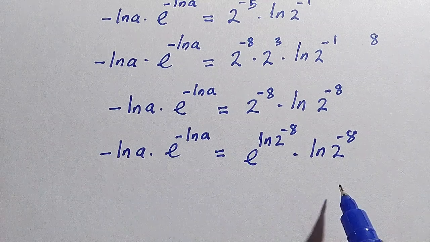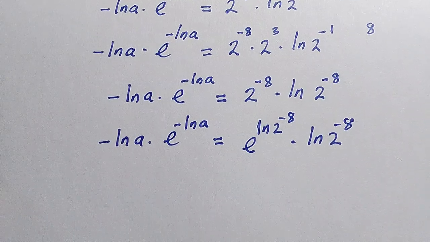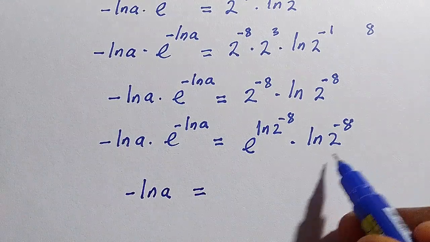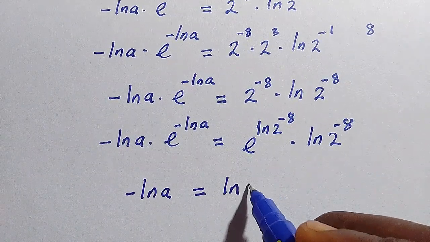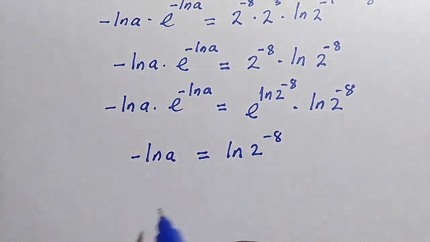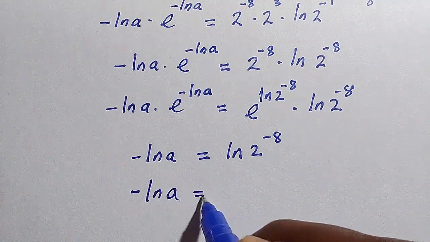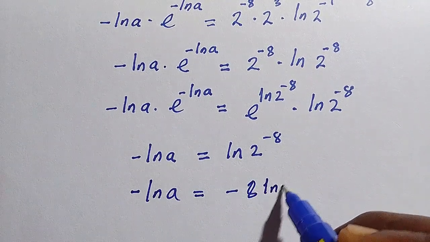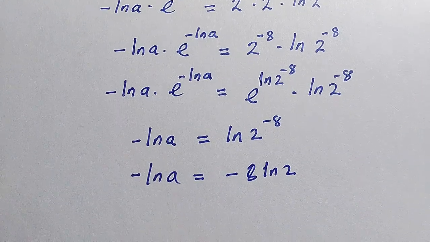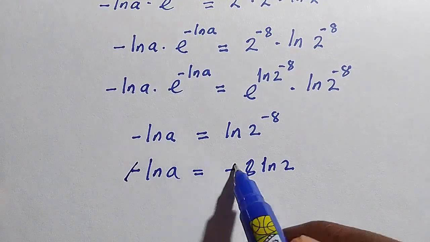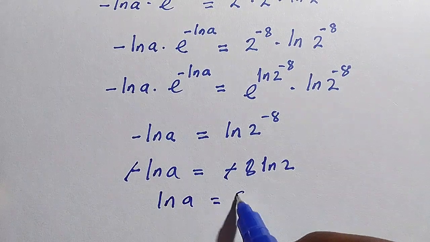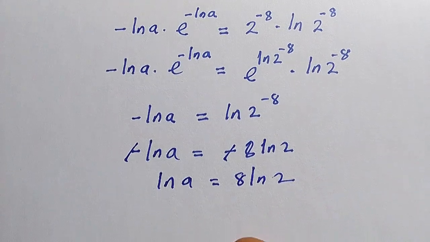Now by taking omega to both sides, we are going to conclude that we are taking this, which is minus ln a, equals, and we are also taking this, which is ln 2 to the power of minus 8. And from here, let's take minus 8 here. We have minus ln a equals minus 8 ln 2. Alright, so from here we are going to cancel this negative, as we have ln a equals 8 ln 2.